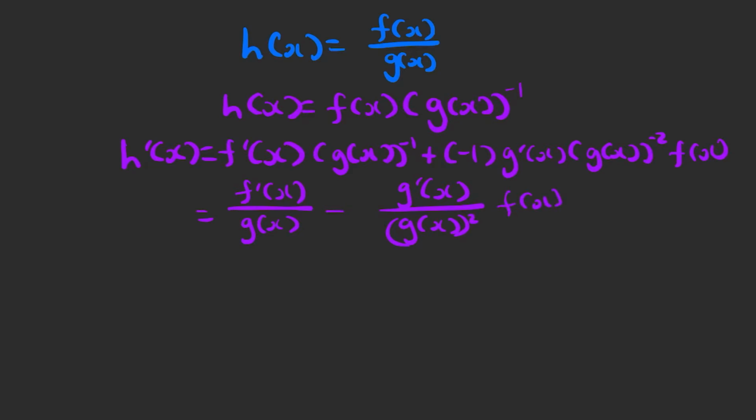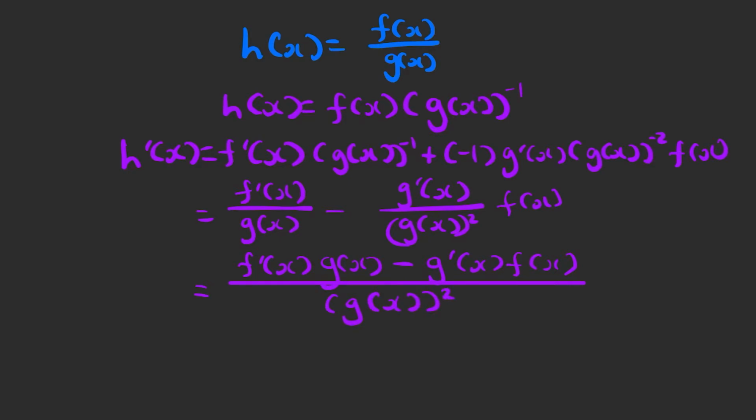Alright, nice. Now let's write the left fraction with the denominator of g of x squared, so we can write this entire expression as a single fraction. We would get f prime of x times g of x minus g prime of x times f of x all over g of x all squared. Okay, so now I've just come up with an irreducible fraction which describes the derivative of h of x, which is the quotient of f of x and g of x.